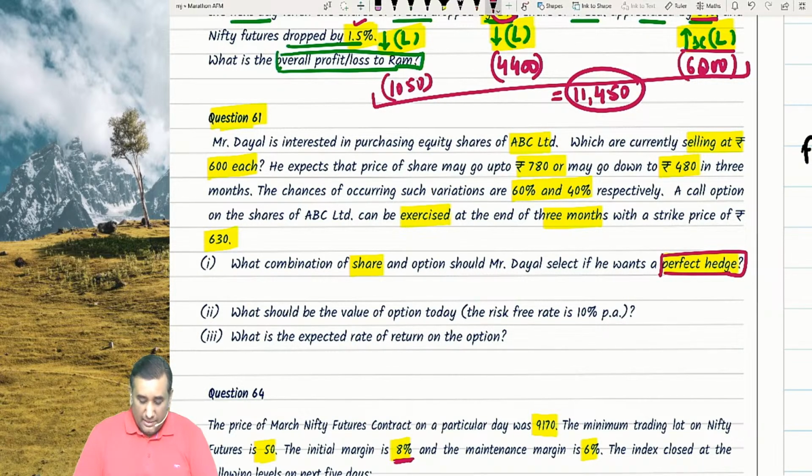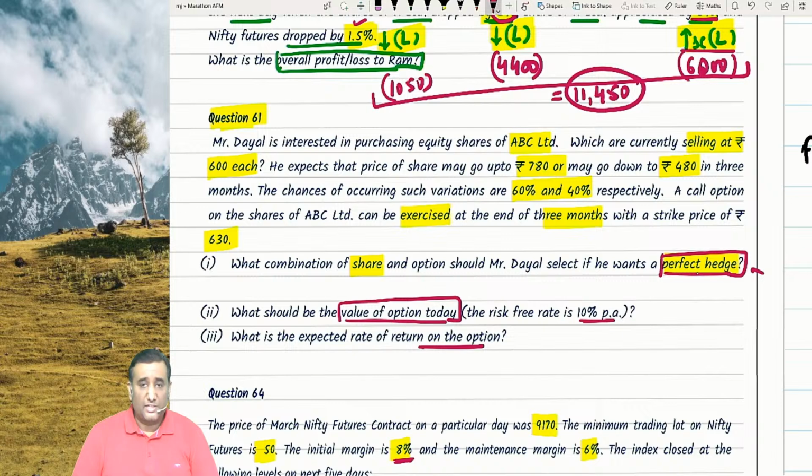The first part, he says, is the perfect hedge. What to do? And then what should be the value of the option today if the risk free rate is this? I can use now something called the riskless hedge approach, or I can use, first part is hedge only, this ratio. Second part, basically you have to find the value of the option. I'll do it in two ways. One way I'll show you, the second way we'll do after I do one example. And then he says what is the expected return on the option.